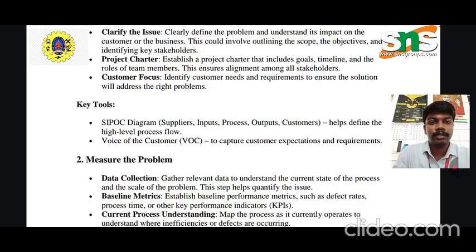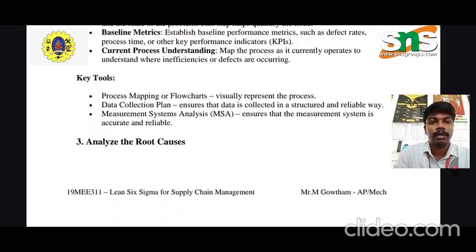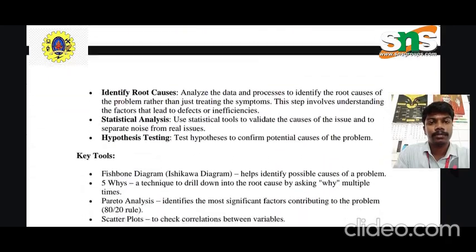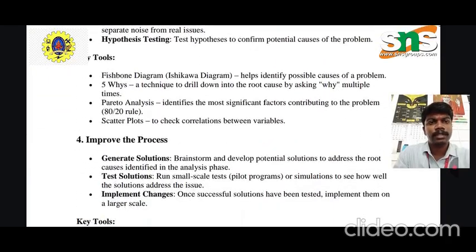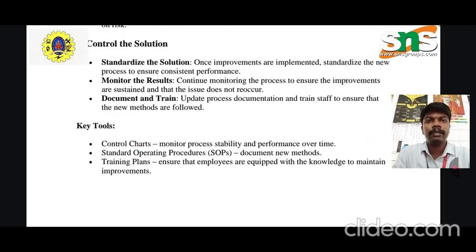Okay, next one is measuring. As I mentioned, data collection and current analysis of the process. Next, analyze the root cause. As I mentioned earlier, five whys analysis, fishbone diagram, pattern analysis, and scatter plot. Finally, we move on to the control solutions: standardize the solution, monitor the results, documentation, and training.